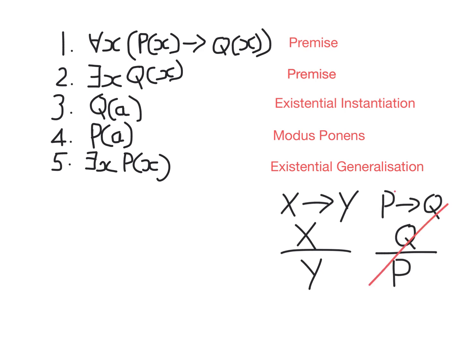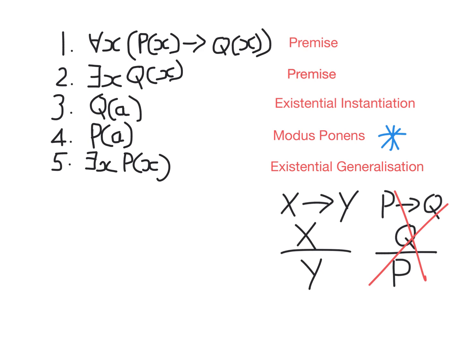This is a wrong use of modus ponens. And I'm sure you know by now that P implies Q does not necessarily mean that Q implies P. So this is where the error occurs. And one error is enough to make the whole proof invalid.